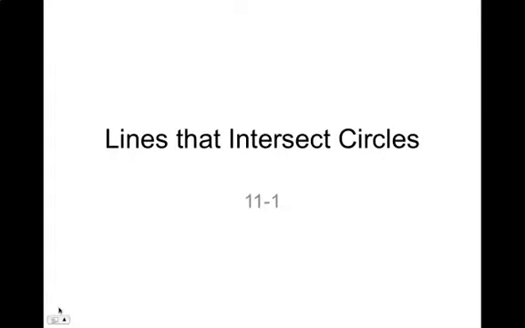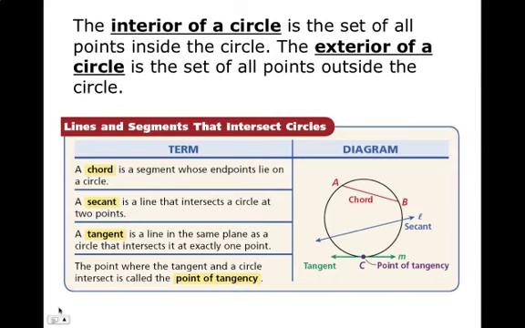Let's talk about lines that intersect circles. The interior of a circle is the set of all the points that are inside the circle. So the exterior of the circle would be the set of all points outside the circle. We've talked about interior and exterior before, and it holds true for circles as well. Interior is inside, exterior is outside.